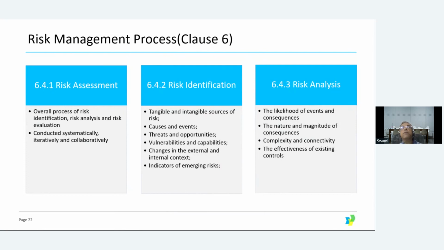Now, risk analysis: the likelihood of events and consequences, the nature and magnitude of the consequences need to be looked at, and the complexity and connectivity of the risks need to be looked at. The effectiveness of the existing controls is one of the important aspects we need to consider while performing our risk analysis. Now, next is risk evaluation.